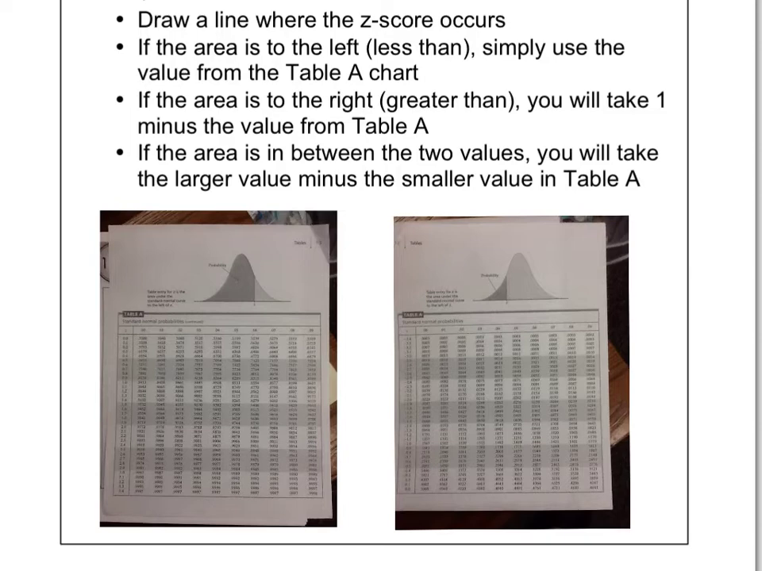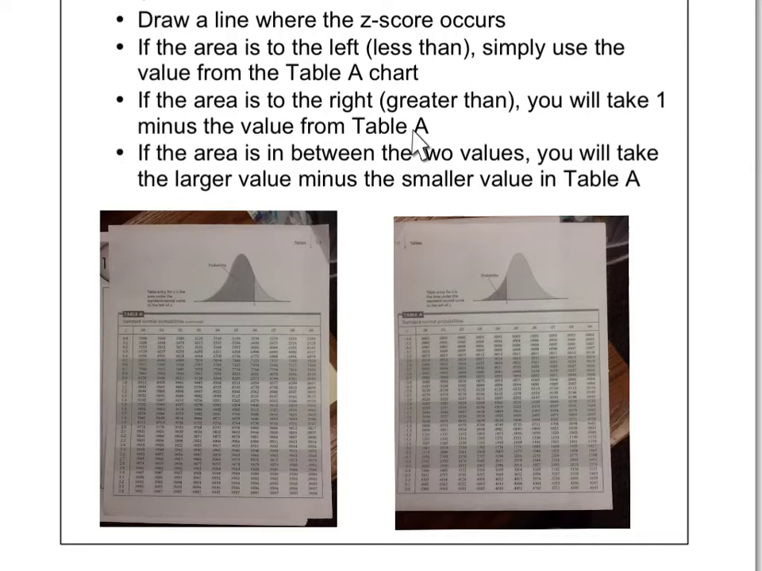Okay? The table A chart gives you the area to the left of your z-score. So, if the area is to the left, if it's less than, then you're simply just going to find the number on the chart, and I'll go through and explain how to do that. If it's to the right of or greater than, you're going to have to take 1 minus the value from table A. Remember, the area underneath your whole curve is 1.